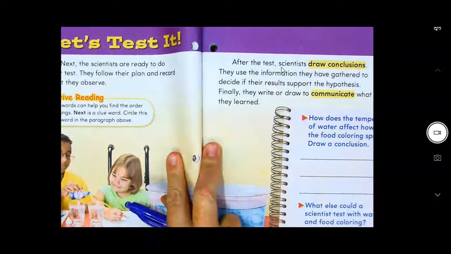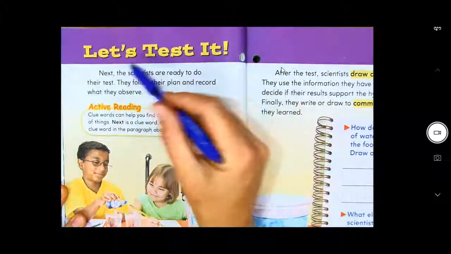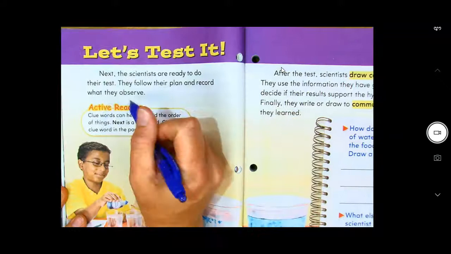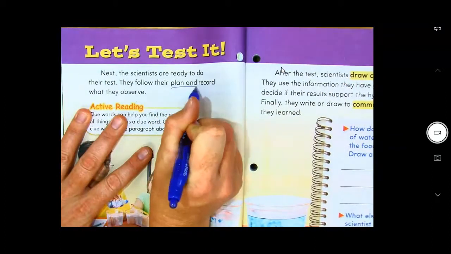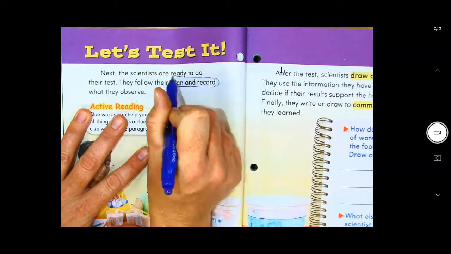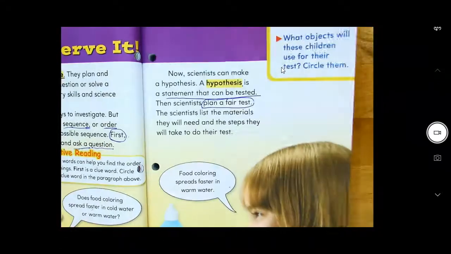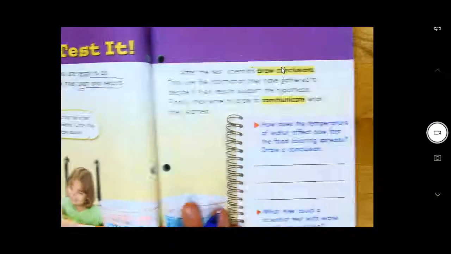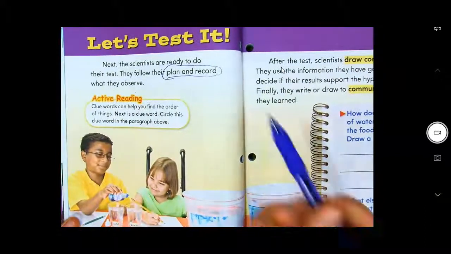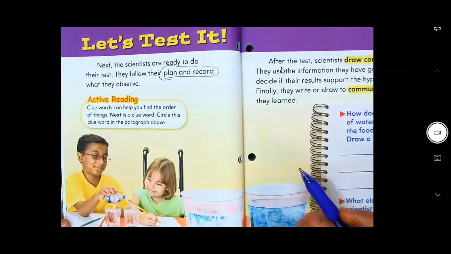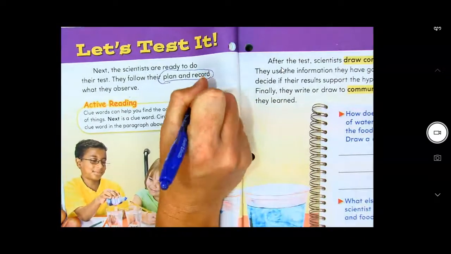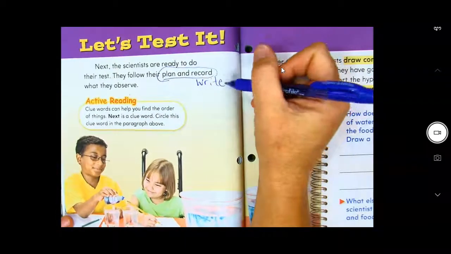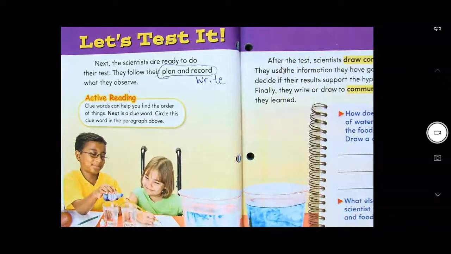So let's test it. Next, the scientists are ready to do their test. They follow their plan and record what they observe. Okay, they follow their plan and record what they observe. So they made a plan by listing steps, okay? So now they're following the steps they made, and they're recording, writing down. Record means to write. Okay. They're writing down their observations, what they are seeing happening.